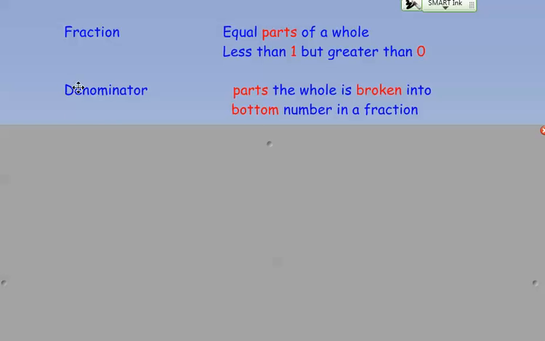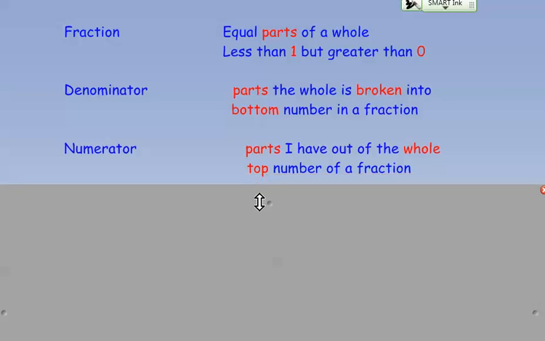Okay, a fraction has two parts. One of the parts is called the denominator. It tells us the parts the whole is broken into. So we take a whole unit and we break it into parts. It's also the bottom number in the fraction. So the way I remember that is denominator begins with a D, so does the word down. Denominator is down.